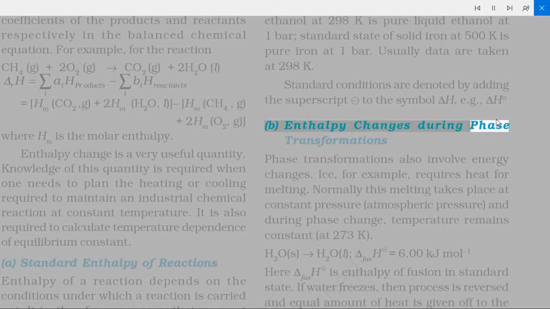Enthalpy changes during phase transformations. Phase transformations also involve energy changes. Ice, for example, requires heat for melting. Normally this melting takes place at constant pressure, atmospheric pressure, and during phase change, temperature remains constant at 273 K. H2O(s) → H2O(l), ΔfusH⊖ = 6.00 kJ mol⁻¹. Here ΔfusH⊖ is the enthalpy of fusion in standard state. If water freezes, then the process is reversed and an equal amount of heat is given off to the surroundings.